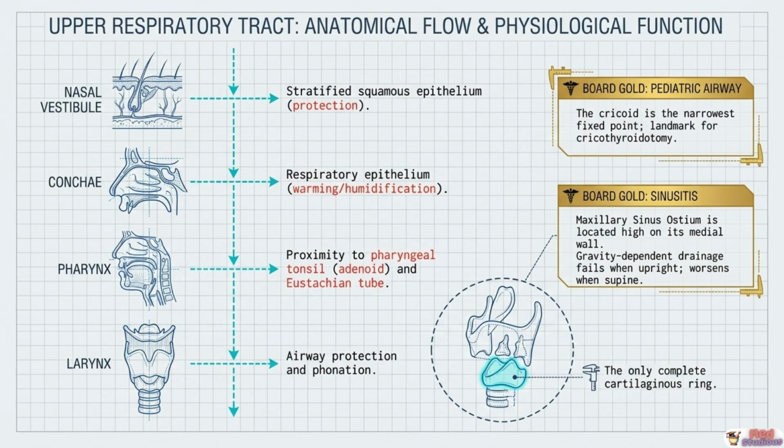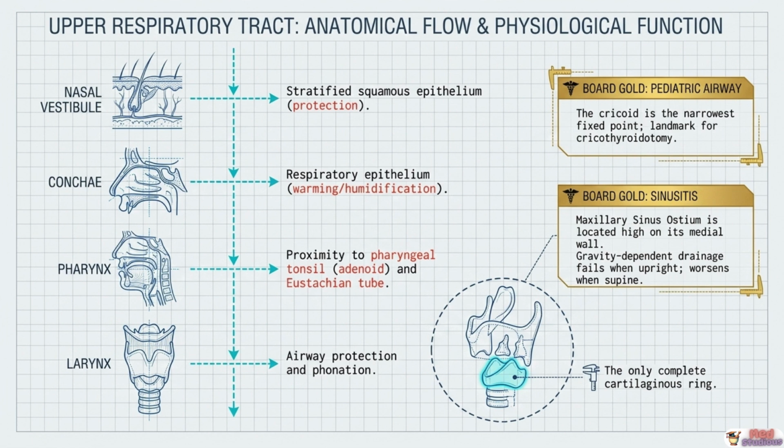The upper respiratory tract follows a logical anatomical and physiological sequence, with each region's epithelium precisely matched to its function. The nasal vestibule is lined by stratified squamous epithelium, providing mechanical protection against abrasion from inspired air and particles. The nasal conchae are lined by respiratory epithelium, specifically optimized for warming and humidifying inspired air before it reaches the lower airways.